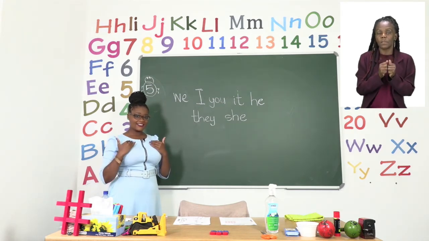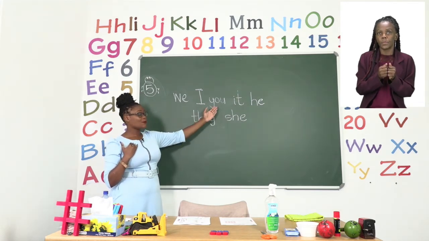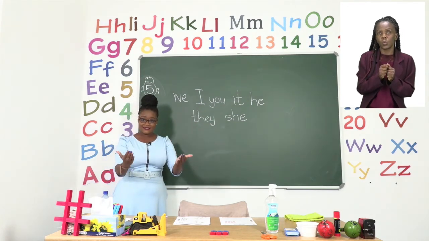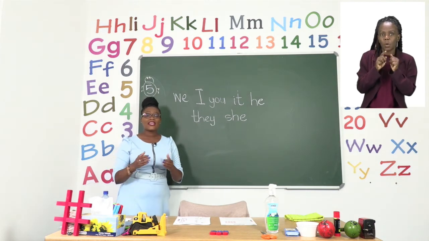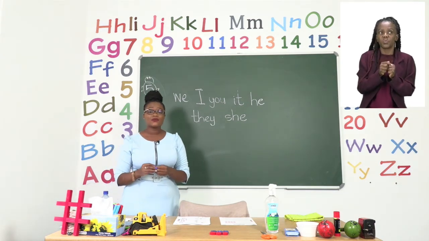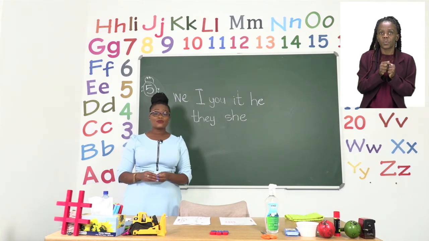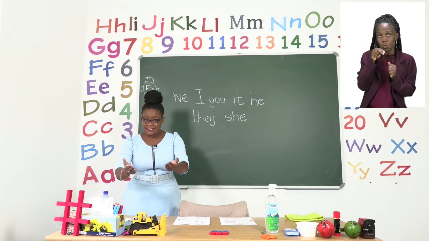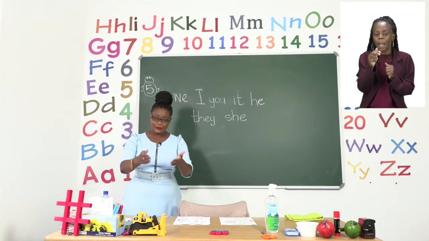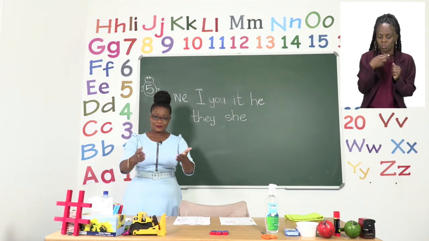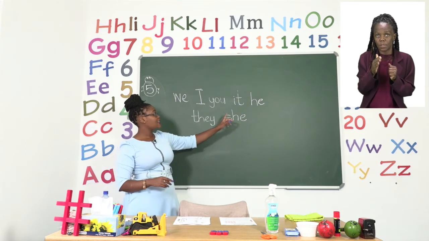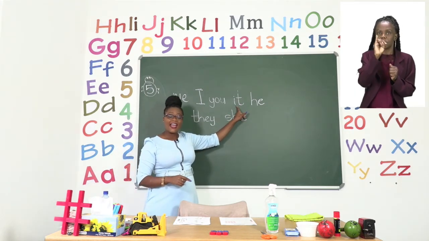I. Very good. The next one I want to talk about is the word you. Now, if you point to someone else, you are pointing to another person. So instead of using their name, you are going to use the word you. So you point to that person and you say you. You. Very good.